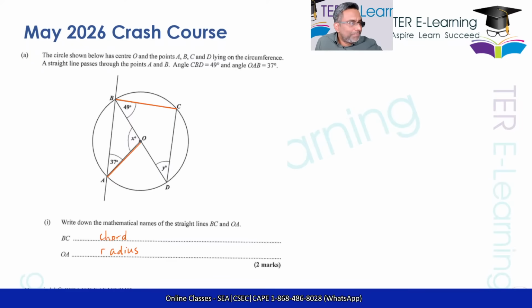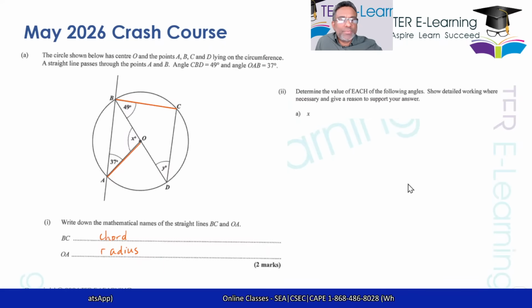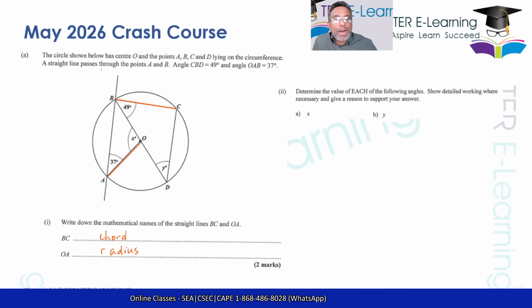The next part, we want to work out what is the value of x and what is the value of y. All right, so that's what we want to work out. What's the value of x? And we also need to work out the value of y. Now this one here is a pretty easy circle geometry. I might do a little complicated one later on. So we want to work out x and y. So let's start with x.